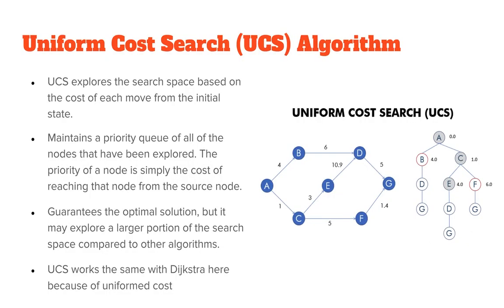This is Koishi, and I will introduce the Uniform Cost Search algorithm, that is the UCS algorithm. UCS explores the search space based on the cost of each move from the initial state, and this algorithm maintains a priority queue of all the nodes that have been explored. The priority of a node is the cost of reaching that node from the source node. It can guarantee the optimal solution, but it may explore a larger portion of the search space compared to the other algorithms. In our problem, UCS works the same as Dijkstra here because of the uniform cost.